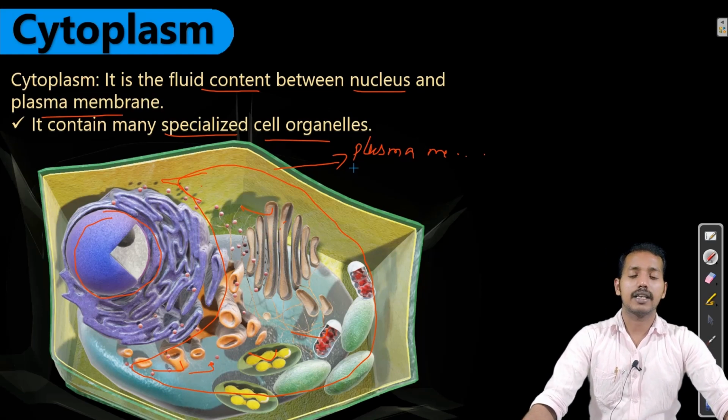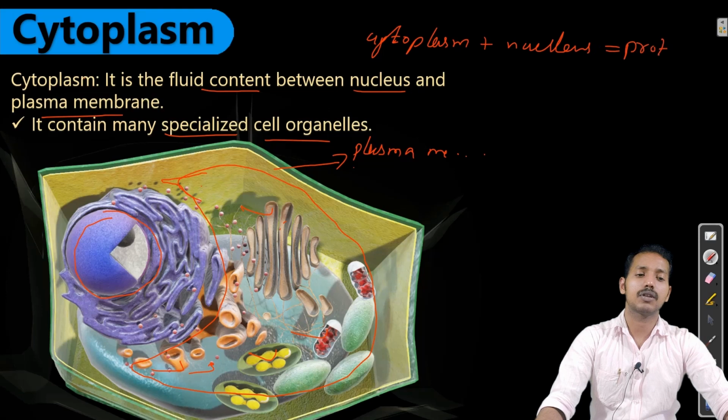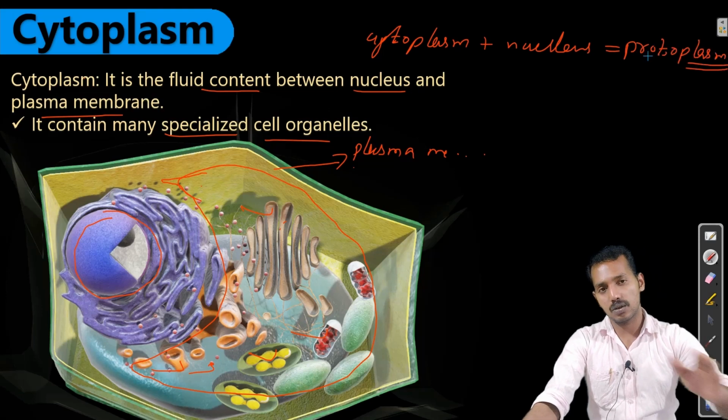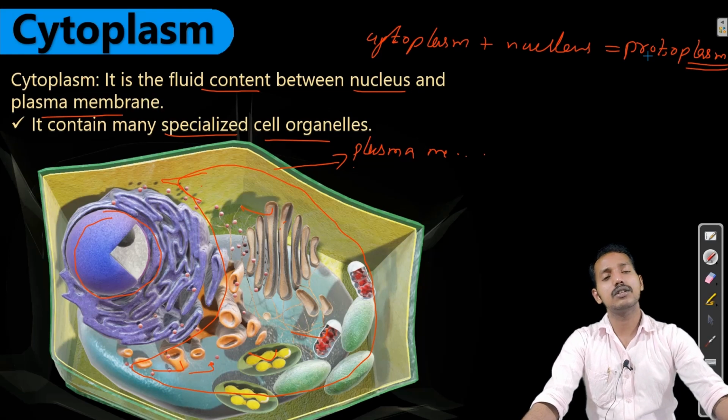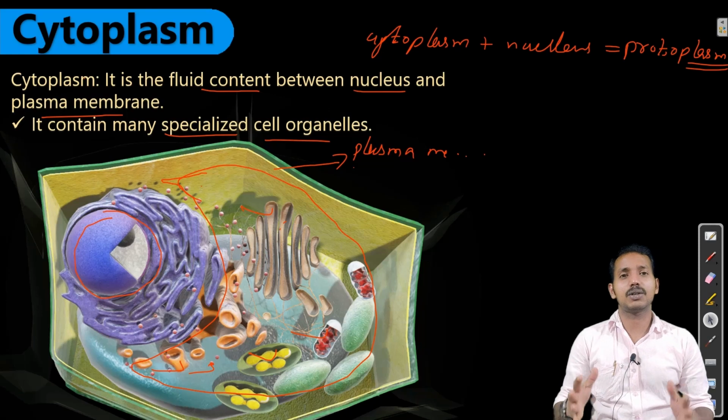Except for the plasma membrane, cytoplasm plus nucleus together are called the protoplasm. So this is all about the first part of this chapter.